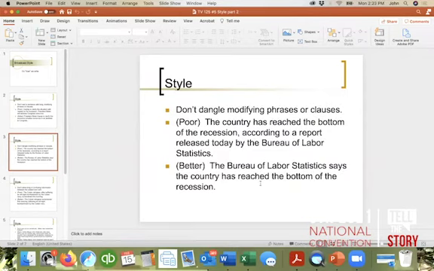Don't dangle modifying phrases or clauses. I hate when phrases and clauses dangle. It reminds me, was that Conjunction Junction, the old cartoon from the 70s when I was a kid growing up? The country has reached the bottom of the recession, according to a report released today by the Bureau of Labor Statistics. Flip that around. The Bureau of Labor Statistics says the country has reached the bottom of the recession. See how that's just a much cleaner, simpler sentence to read.